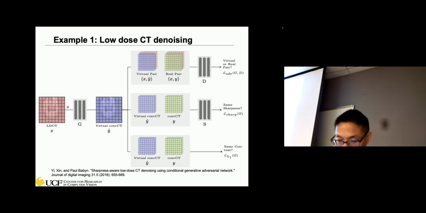The virtual pair means X is the low dose CT and Y hat is the reconstruction, right? And you can feed that into the discriminator, trying to tell if this is a real pair or fake pair, just like the conditional GAN we talked about. In addition to this GAN loss, they also have some sharpness measure, trying to make sure the images generated are very sharp, just like the conditional GAN. They are using this L1 loss, so here you can also use the L1 loss or maybe other metrics to improve the sharpness.